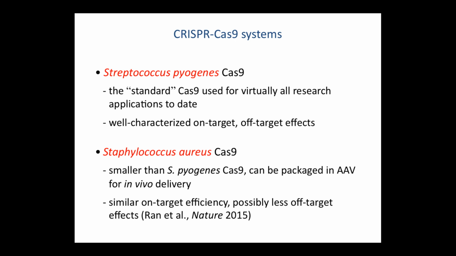CRISPR-Cas9 adapted from another species, Staphylococcus aureus, has recently been introduced. One potential advantage is that Staph aureus Cas9 is about 3/4 of the size of Strep pyogenes Cas9. Staph aureus Cas9 is just small enough to fit into an adeno-associated virus, or AAV, vector, along with a guide RNA. This makes it possible to use CRISPR-Cas9 for a variety of in vivo genome editing applications. Initial studies suggest that Staph aureus CRISPR-Cas9 can have similar on-target efficiency along with fewer off-target effects compared to Strep pyogenes CRISPR-Cas9.